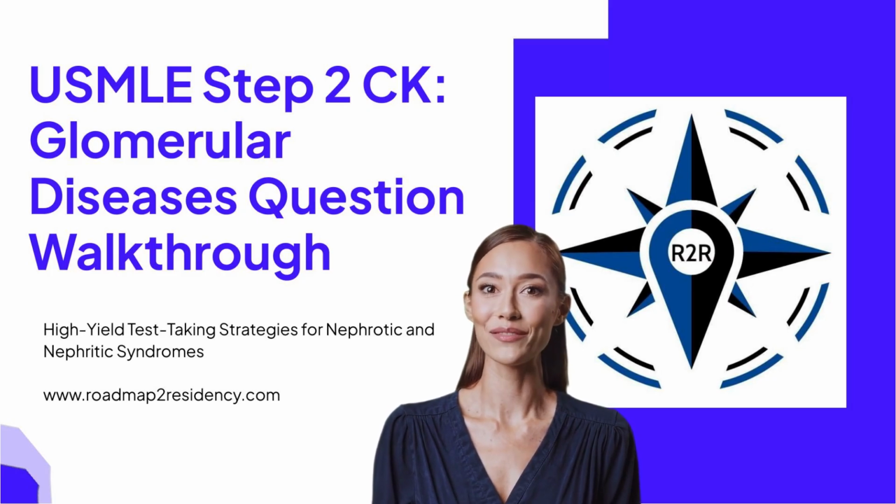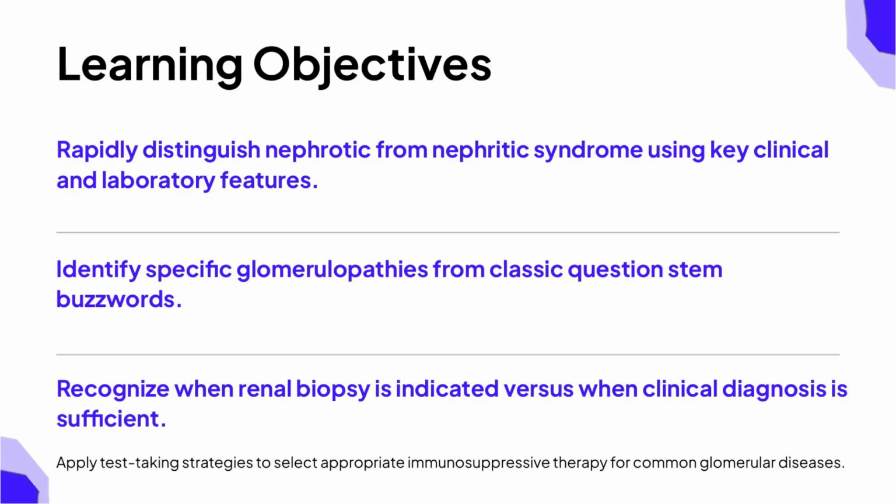Let us get started. Here are your learning objectives for today. By the end of this video, you will be able to rapidly distinguish nephrotic from nephritic syndrome, which is one of the most commonly tested distinctions. You will recognize buzzword patterns that point to specific diagnoses. You will know exactly when biopsy is needed versus when you can diagnose clinically, and you will understand which immunosuppressive therapies match which conditions. These skills will help you answer questions faster and more accurately on test day.